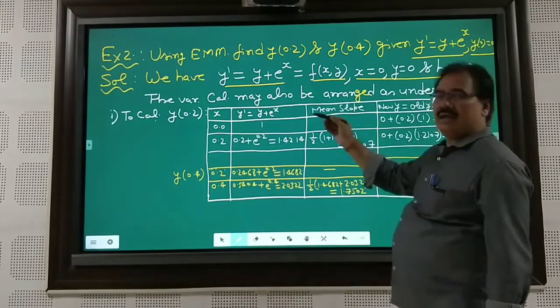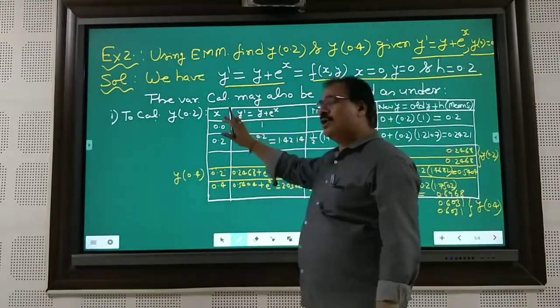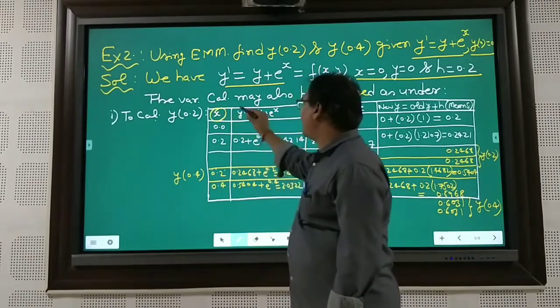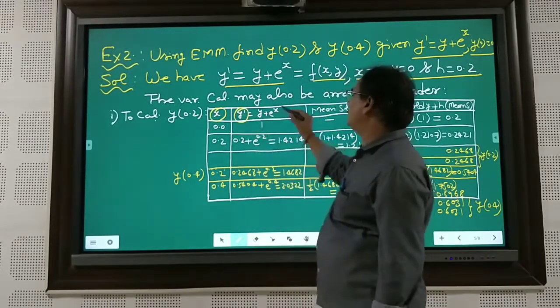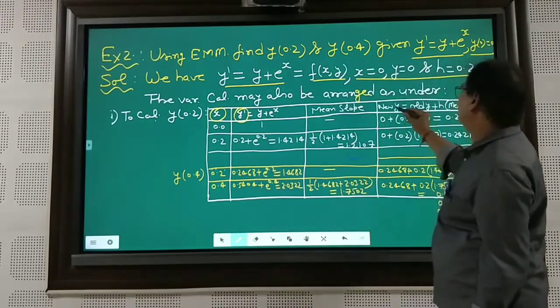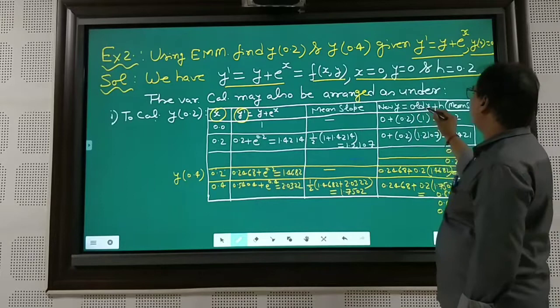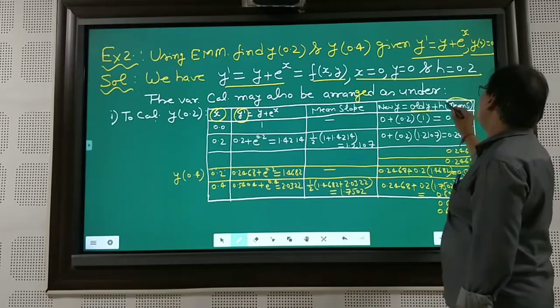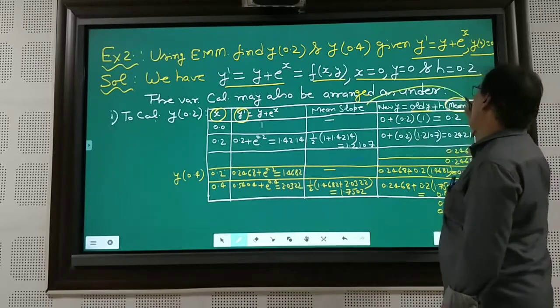So here you can take the four columns. First column is of course x, second column is y dash, and third y dash is here y plus e power x. Third is mean slope, and fourth is new y is equal to old y, mind it, old y plus h times mean slope. The mean slope is already from here.